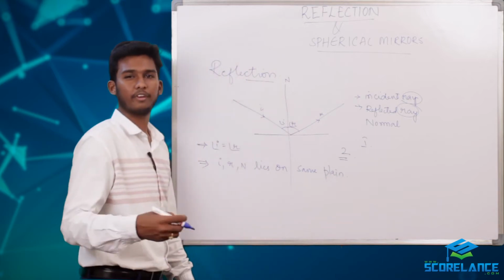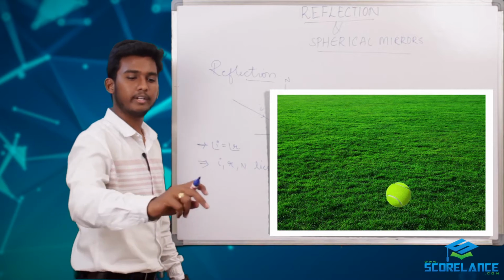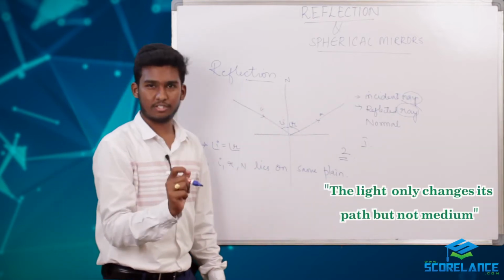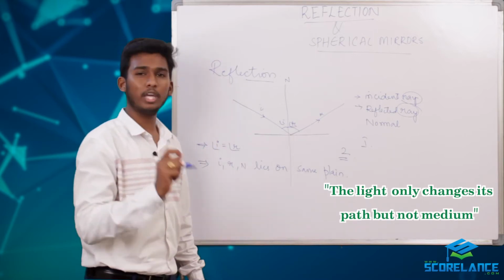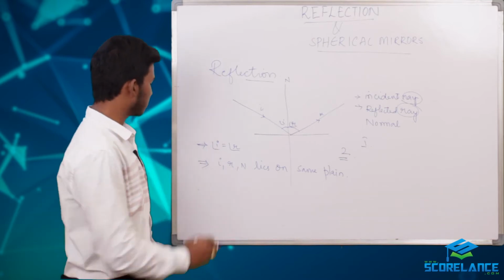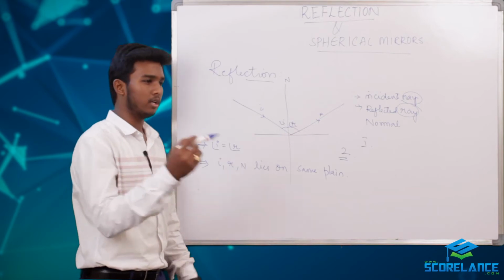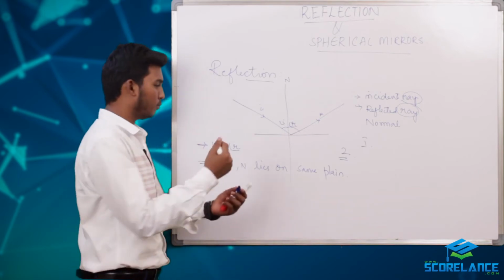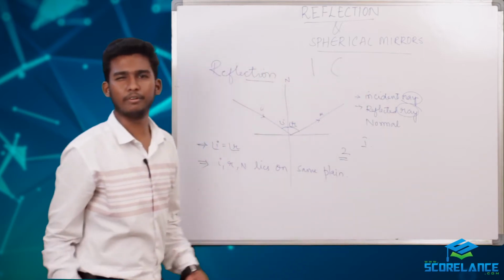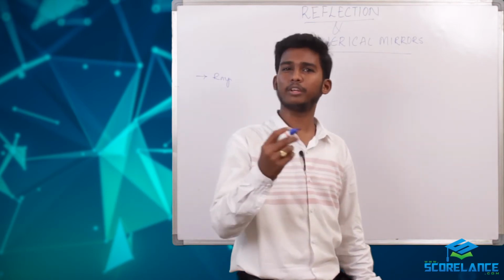I took the example of a cricket ball, right? When I put the ball on the ground, it is not going into the ground. It is bouncing back. That means even in reflection, the light changes its path but not the medium. It remains in the same medium but only changes the path. This first law and second law are valid not only for one kind of mirror. Whatever the mirror might be, a plane mirror or a spherical mirror, they are valid.